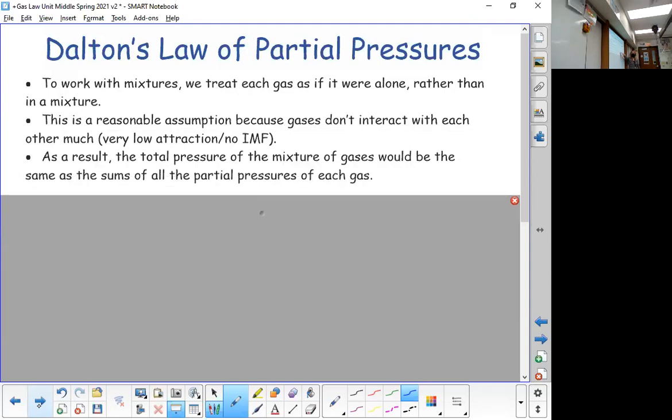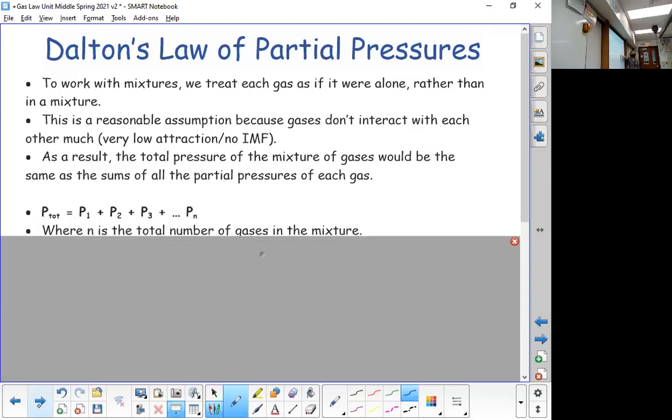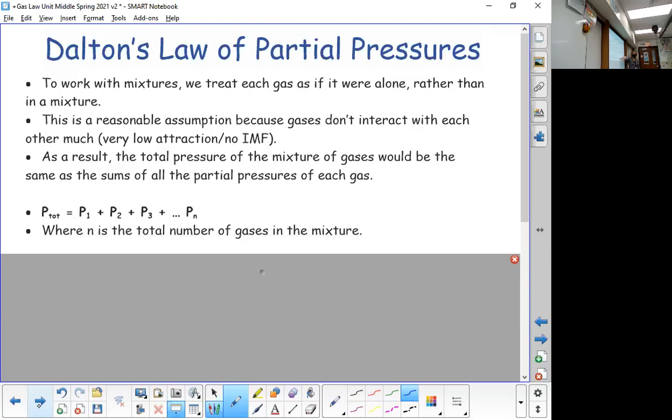So as a result, if we can measure the total pressure of the mixture, we can say it's just the same as the sum of the partial pressures of each gas. In words, that's this equation. So total pressure is the sum of the parts, or the partial pressure of each gas. And depending on how many gases you have in a mixture determines how many you add. If you have two, you just add one gas plus the other. You have 3, 4, etc.